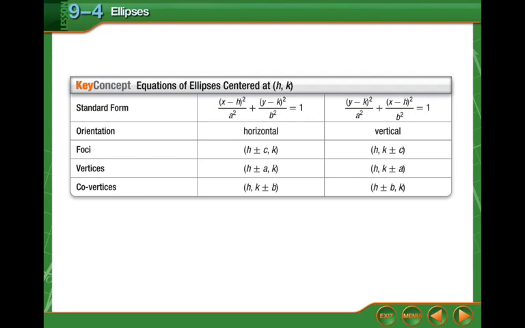Then co-vertices are the points that it goes out in the minor axis side. So you have to add or subtract b to k on that one. And then for the vertical, it's just the opposite. So other than that, the equations are the same. The numerators just add in x minus h and y minus k. k stays with y, h stays with x, like it always has.